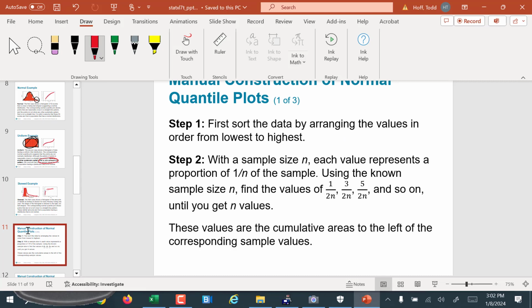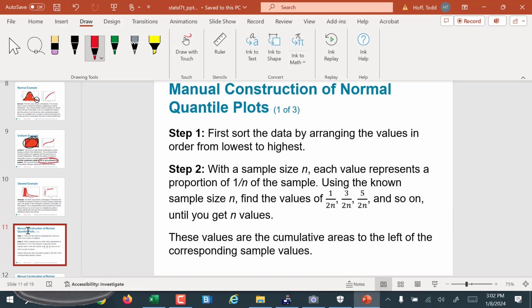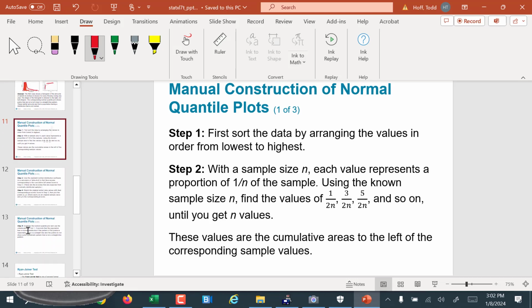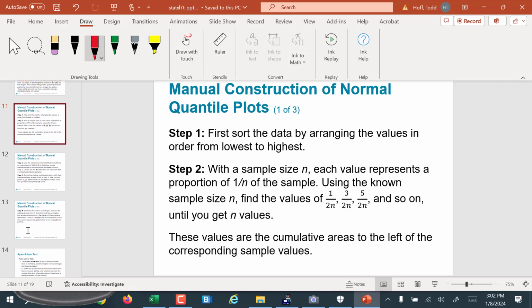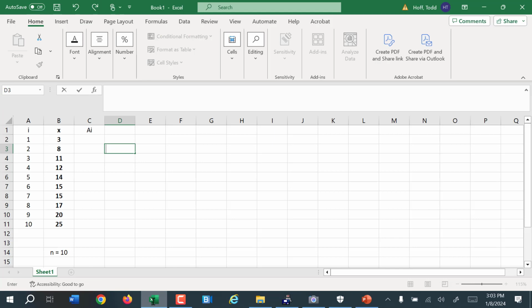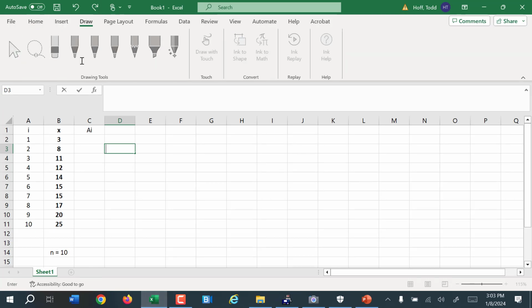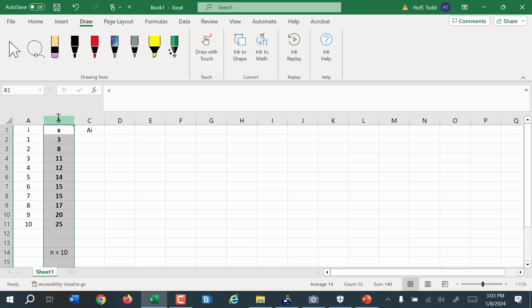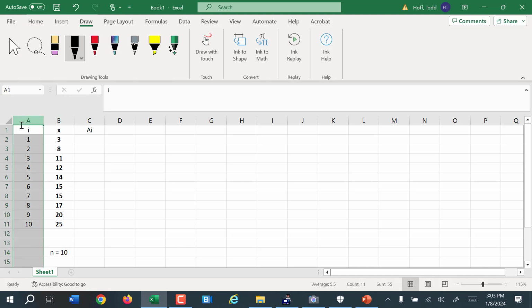So if I want to construct the normal quantile plot by hand rather than using an add-in in Excel, how do we do that? Well, I'm going to go ahead and give you an example of that right now. So here's my data set right here. In column B, I have 10 numbers there. I have numbered them, labeled my i value here, 1 through 10.